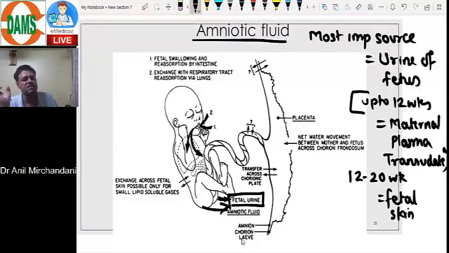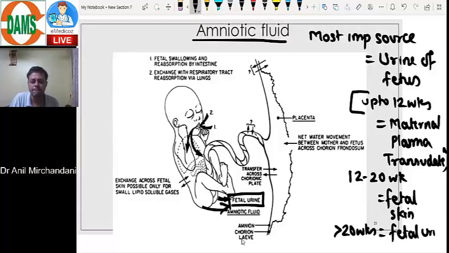But before that, when the skin is non-keratinized, skin is very porous. It is allowing the fluid to come out. So transudation happens from the skin, and that forms the amniotic fluid. Am I clear about this? Yeah, guys. After 20 weeks would be fetal urine. But if you get a blanket question, most important source, your answer should be fetal urine. Am I clear about this? Yeah, guys, urine is most important source in second half of pregnancy.